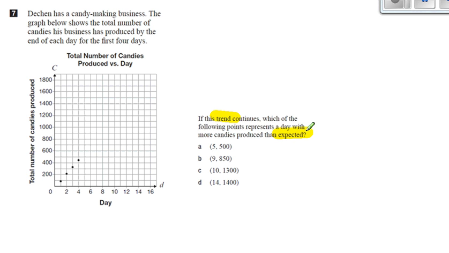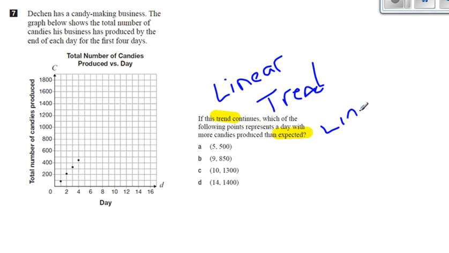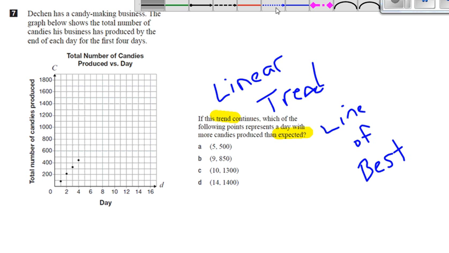When we have a scatter plot and we talk about the trend or the expectation, we're talking about what the points tend to look like. And primarily in grade 9, we're looking for a linear trend. And that linear trend can be represented by a line of best fit. So to find the trend of a scatter plot, you draw a line of best fit.